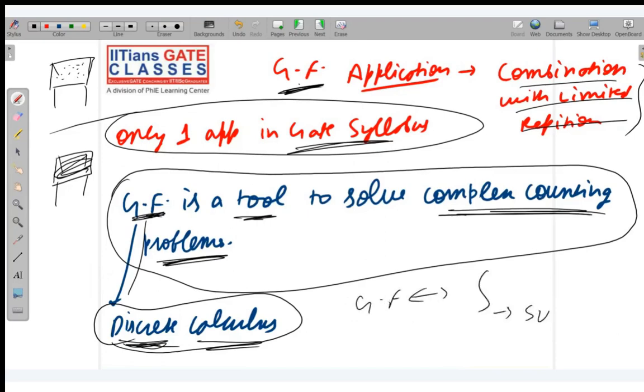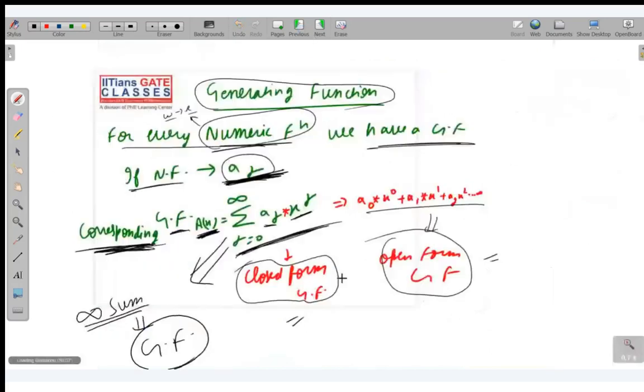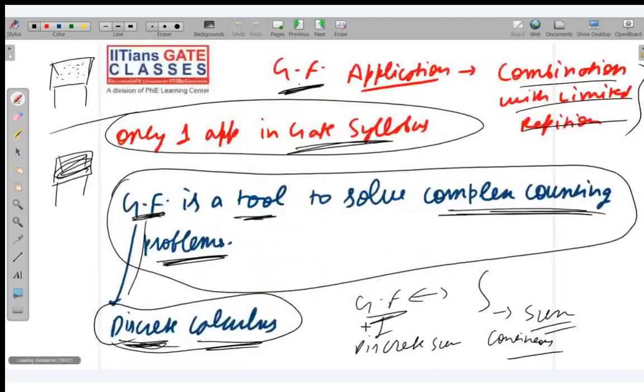Why? Because in integration also we are doing some continuous sum. Continuous sum is integration, and generating function is discrete sum. Because I have applied sigma r equals 0 to infinity, a_r x power r, so I am doing summation only. So generating function is your discrete sum, but integration is continuous sum. So you can consider generating function as like integration only.